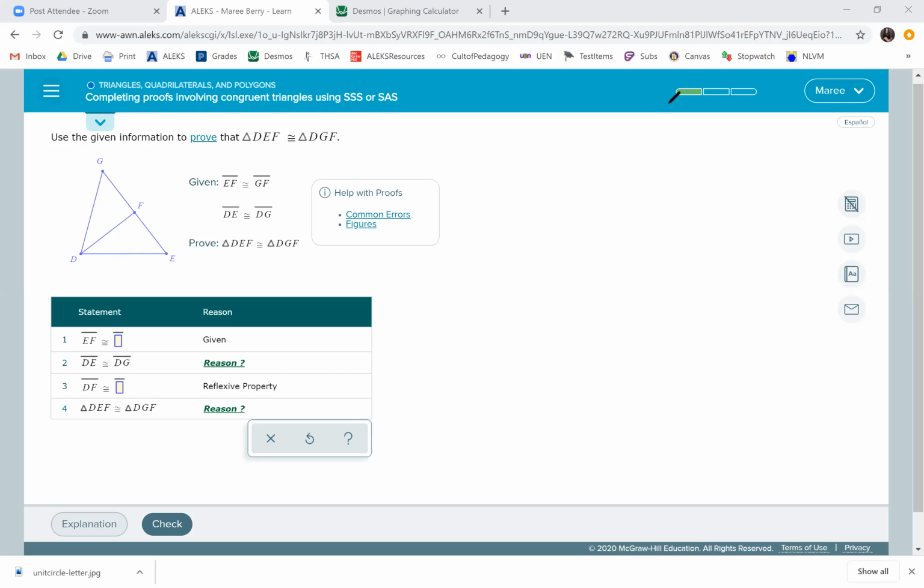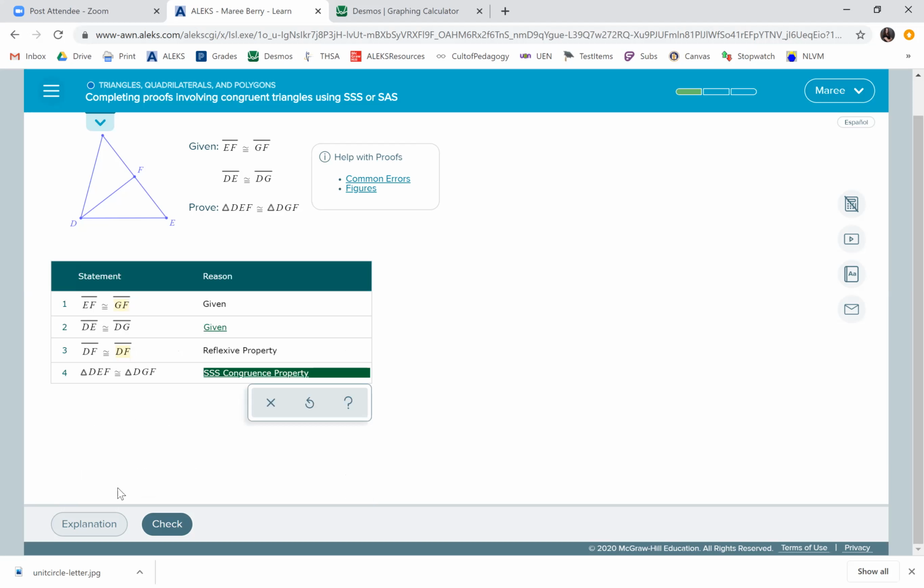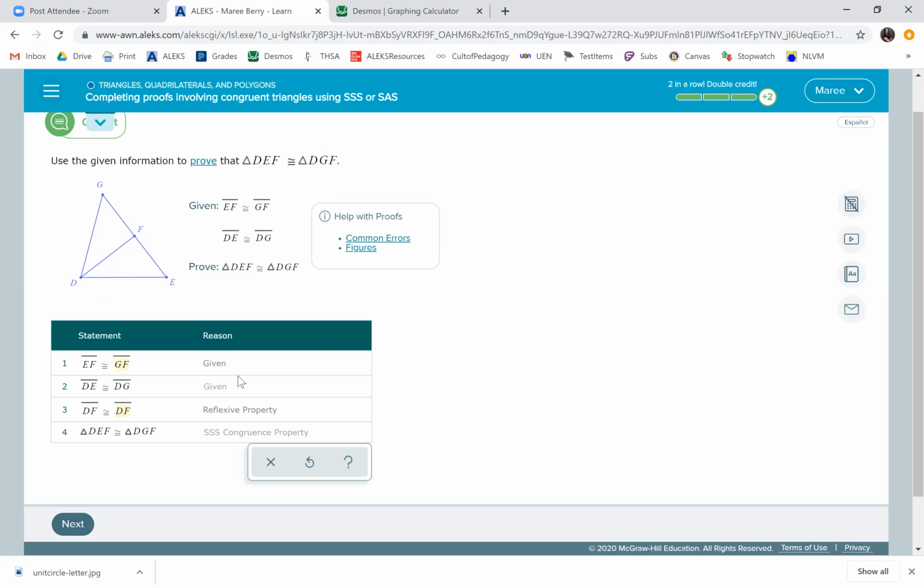Okay, so EF is congruent to GF, and that's given. DE is congruent to DG. That's also given. And DF is, because of reflexive property, we're just going to put DF here. Notice that there are three sides, so the triangles are going to be congruent by side, side, side. And that's the end of the lesson.